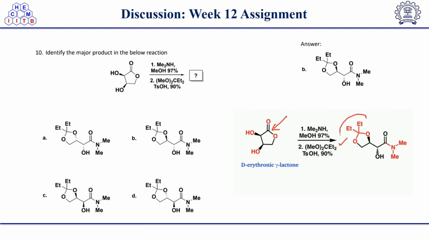So here what is happening is that dimethylamine will open this particular lactone; this nitrogen lone pair will attack this carbonyl carbon, and this will be opened, resulting in a triol. Then this 1,2-diol will be protected by this particular protecting group as this acetal. So this will be the corresponding product. So the correct answer for this question is option B. This is the opening of this lactone to form this amide, and then protection of this diol in the second step.